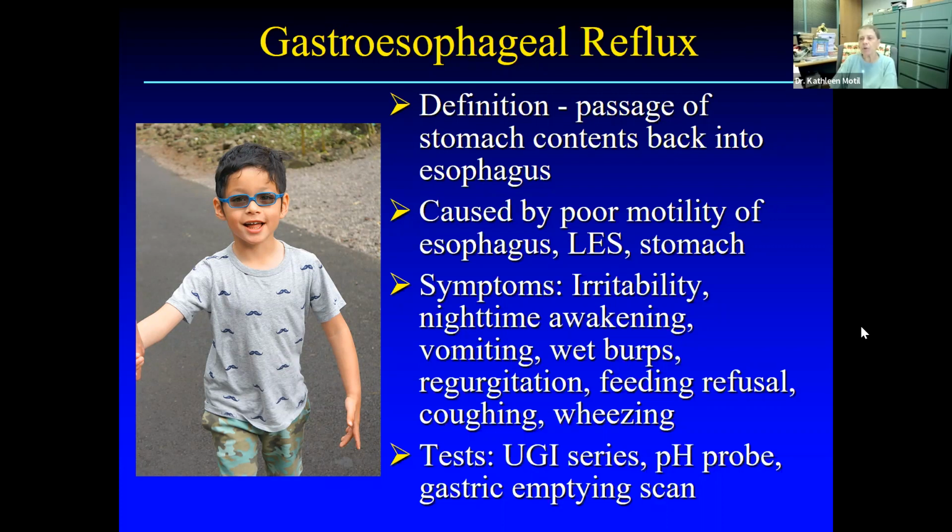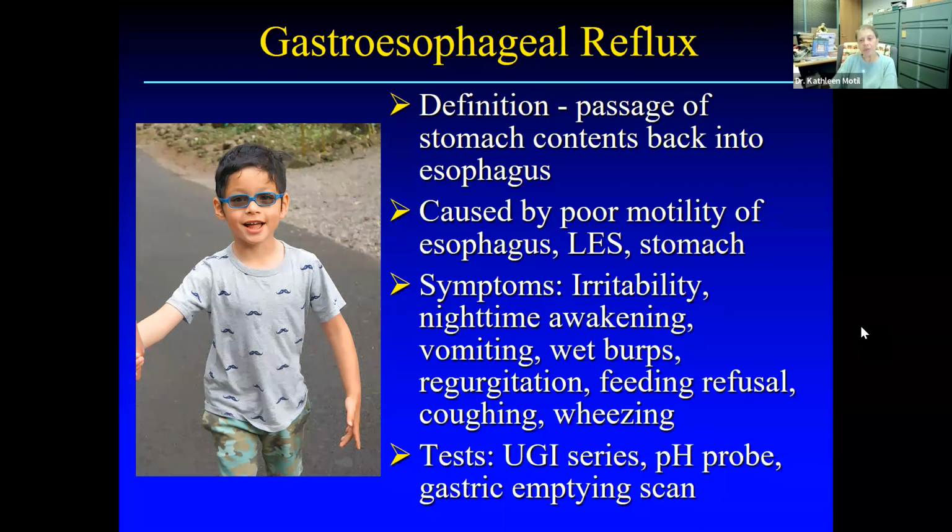Some of my children will actually refuse to eat. And then we see the respiratory issues where the children have extra coughing, or they can in fact even wheeze when they have reflux. We might do upper GI series to get a visual appearance of how high the reflux occurs. We can do pH probes, which means we put down a small tube in the nose and down into the esophagus and leave it there for 24 hours.